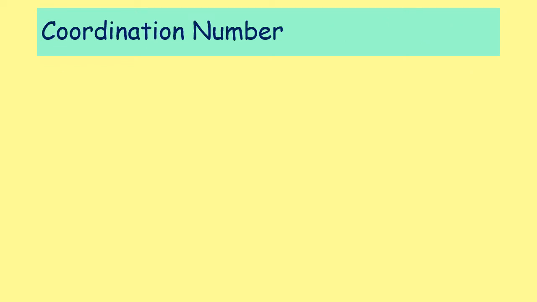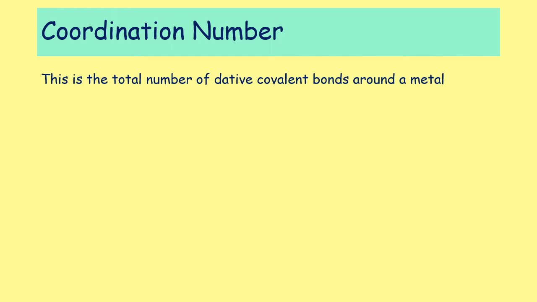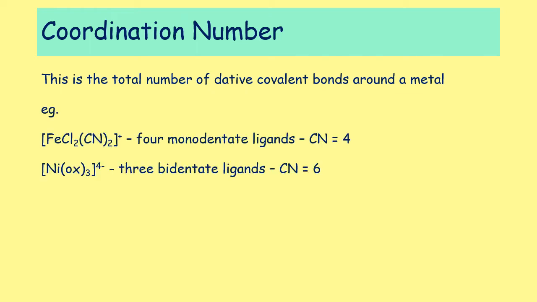Now, coordination number, this is kind of related to denticity. Denticity was a way of describing the ligands. Coordination number is a way of describing the metal. And it's basically how many dative covalent bonds are around a metal. And it is going to be the sum of all the denticities of the ligands around it. So in that first example, we have got iron with 2 chlorides and 2 cyanide groups around it. Chloride and cyanide are all monodentate, so the coordination number, Cn, is 4.